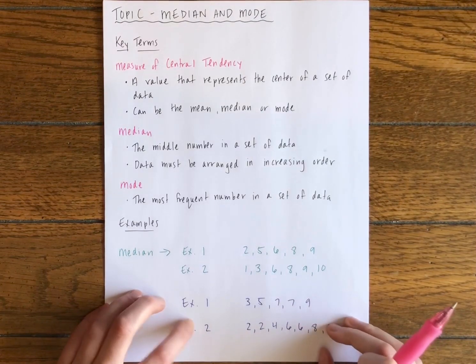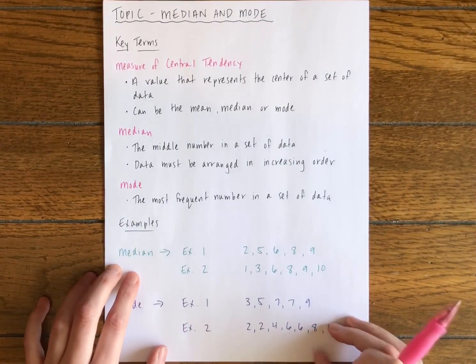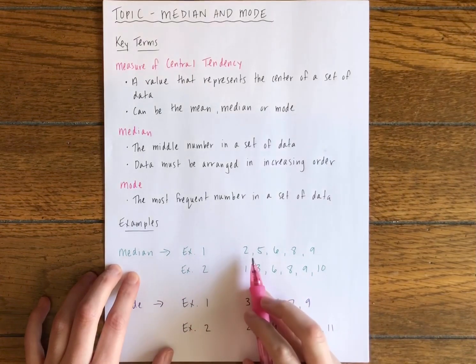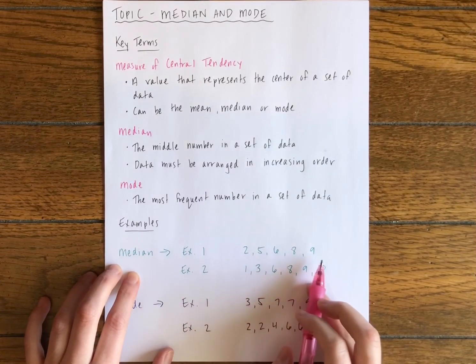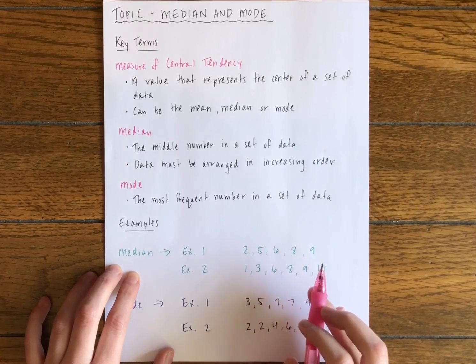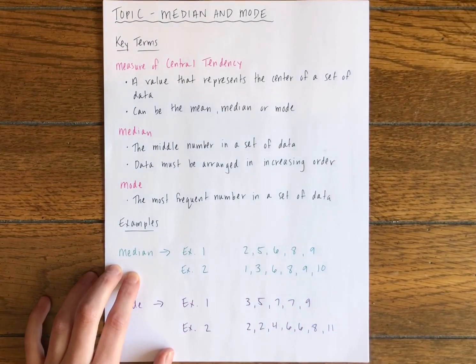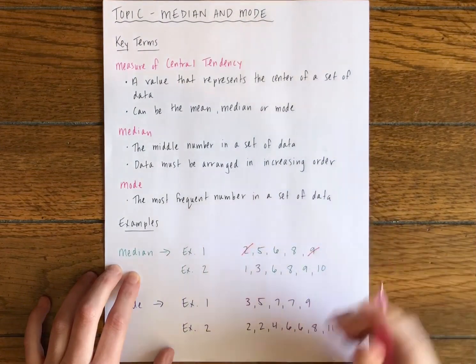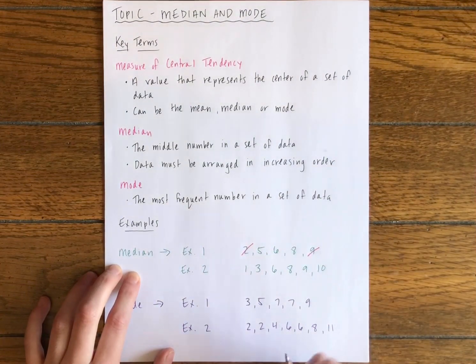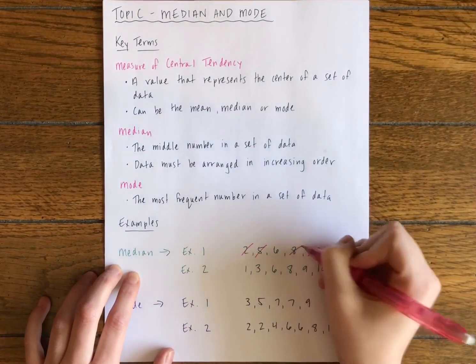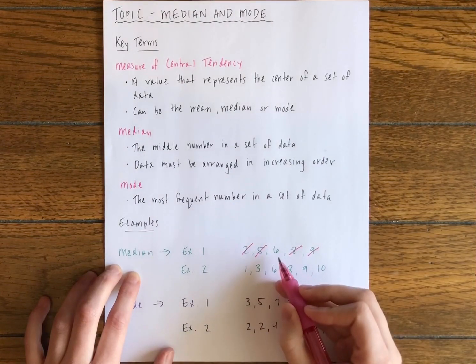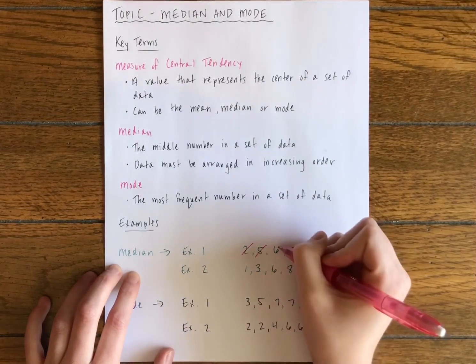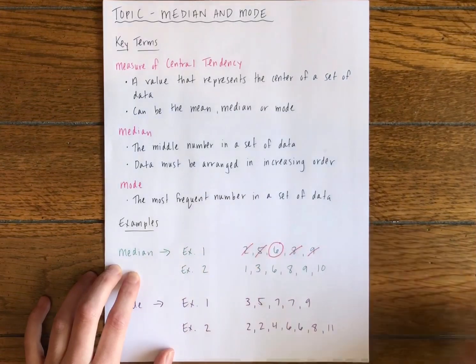So we're going to go through a couple of examples. For median, for example 1, you can see that the data is already in increasing order. What you're going to do is cross off the pairs consisting of the least and greatest number in the set of data. So here we have 2 and 9, so that would be a pair. You're going to cross them off. Next we have 5 and 8, and then we have one number left, which is 6, and it's going to be in the middle of the data, so that is going to be your median.